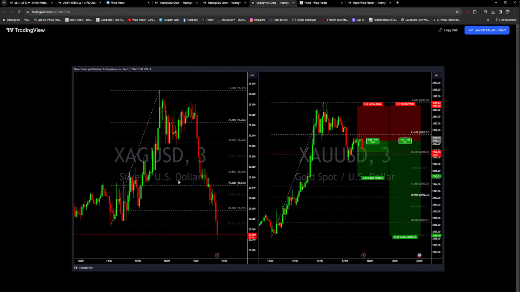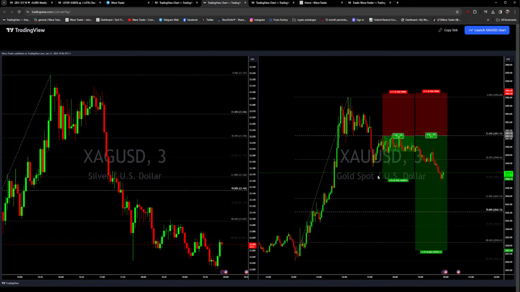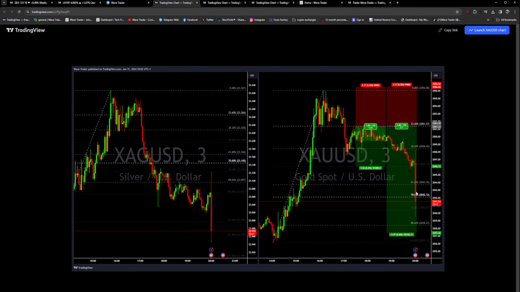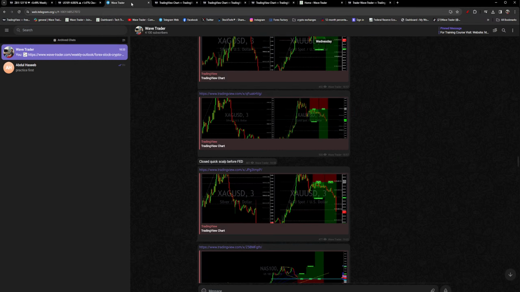Silver went lower sharply before the NFP, right? And that was basically a sign that stronger numbers were going to come, and the dollar was going to spike upward. So we got a drop on silver, and then we got a catch-up move on gold. Gold also went lower during the NFP.